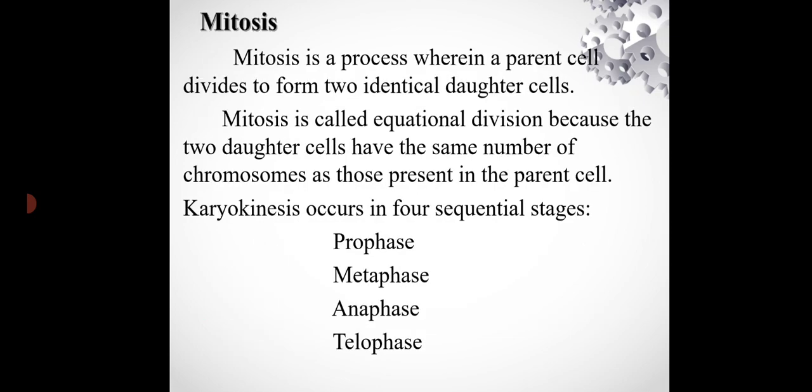Mitosis. Mitosis is a process wherein a parent cell divides to form two identical daughter cells. Mitosis is called equational division because the two daughter cells have the same number of chromosomes as those present in the parent cell. Karyokinesis occurs in four sequential stages. First one, prophase, second one, metaphase, third one, anaphase, fourth one, telophase.